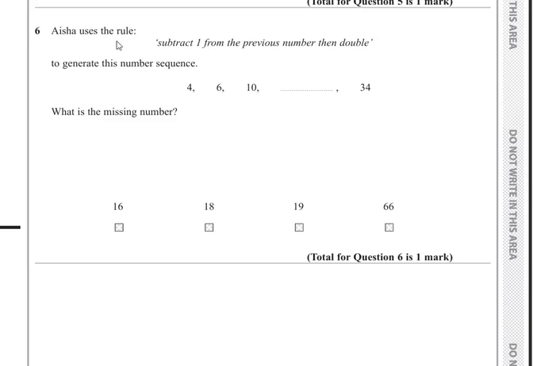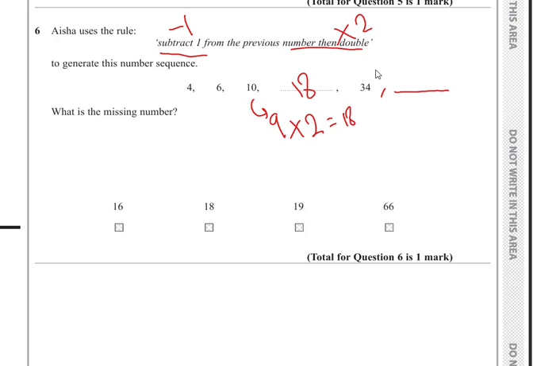Now for a question like this one, Aisha uses the rule: subtract 1, and then double the number, meaning times 2. What's the missing number? To find the missing number, we have to subtract 1 first. Subtracting 1 from this becomes 9, and then we multiply it by 2, which is 18. So the missing number is 18. Now here's your homework. Find the missing number here. You have to subtract 1 and then times 2.